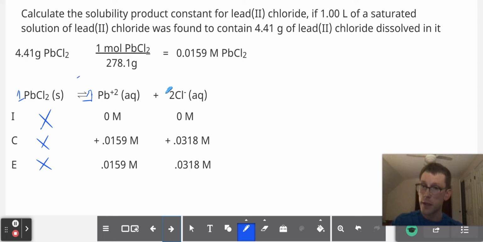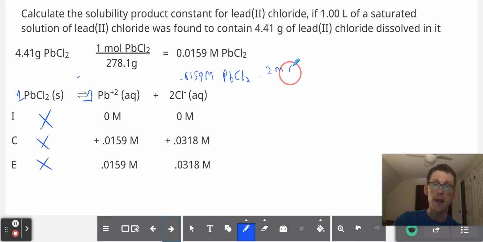However, the important thing here is we have 2 chloride ions formed per lead(II) chloride. We can almost look at it like a stoichiometry problem. If we have PbCl2 at 0.0159 molar, what we can say is that there are 2 molar concentration of Cl minus per every 1 molar concentration of PbCl2. And that's how we get to this equilibrium concentration.